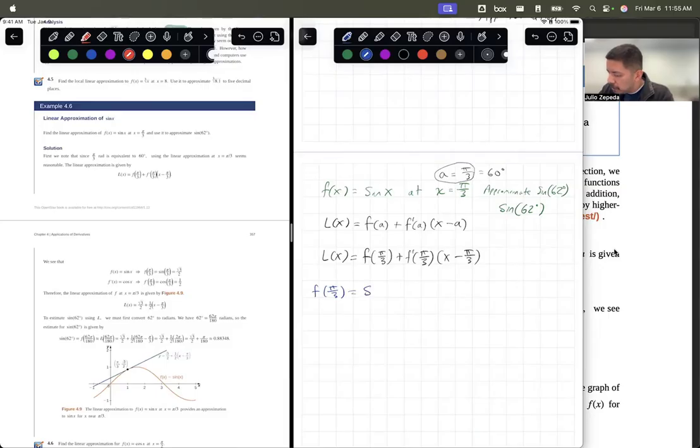The function f is just a sine function, so the sine of pi over 3. Let's see, pi over 3 is 60 degrees. If we remember our trigonometry, this is root 3. This is pi over 6. So this would be 1, and this would be 2. And so sine is opposite over hypotenuse. Okay, good. Root 3 over 2.